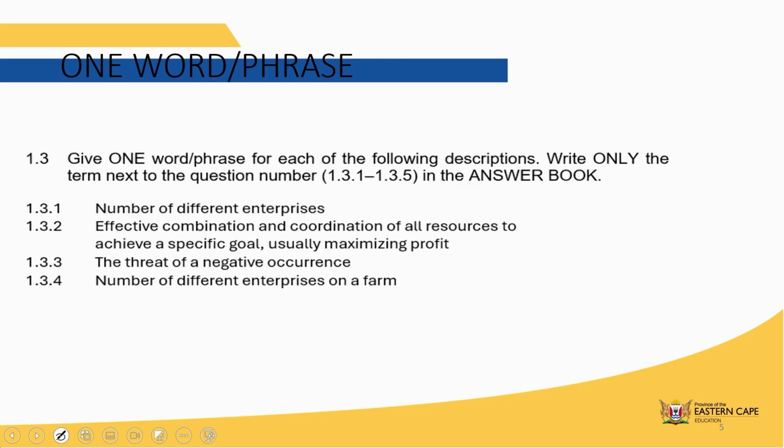Then when you go to one word or phrase, 1.3. In 1.1, you were given a statement and also letters to choose a concept. But now, in this question, you are given a statement so that you give a phrase. We've got the effective combination and coordination of all the resources. We have got the number of different enterprises. Diversification was there in 1.1, and diversification was there in 1.2, as in the case of matching columns. So that's how these questions are structured.